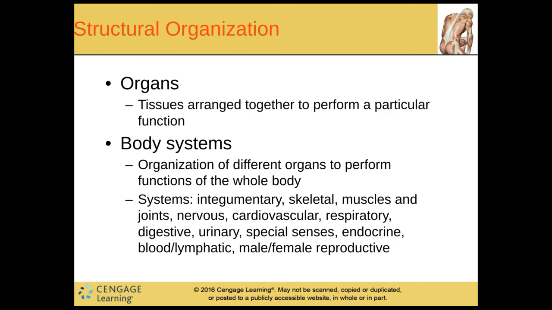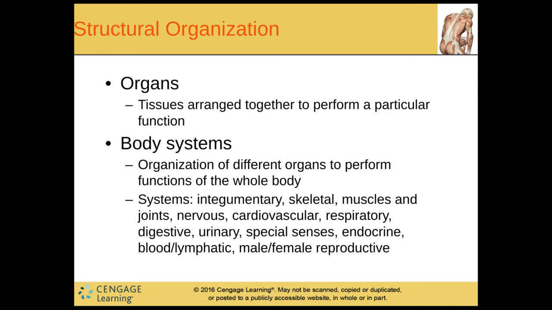So the structural organization of organs. Organs are tissues that are arranged together to perform a particular function. And then we have all these different body systems, right? Different organs in our body make up different systems of our body. So a body system is an organization of different organs to perform functions of the whole body. So we have systems, tons of them in our body, right?